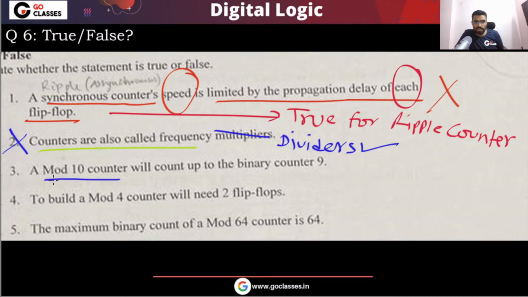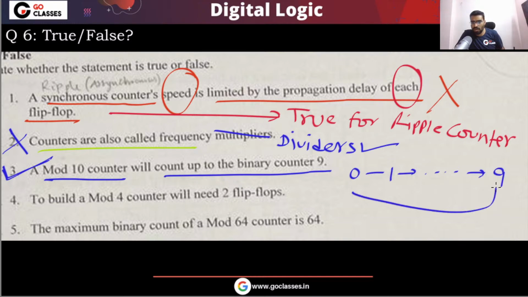Next, a mod 10 counter will count up to binary number 9. This is correct, because a mod 10 counter means a total of 10 states are there. To build a mod 4 counter, we need 2 flip-flops. Mod 4 counter means a total of 4 states we need, so we need 2 flip-flops. This is also correct. Using 2 flip-flops, you can create 4 states.